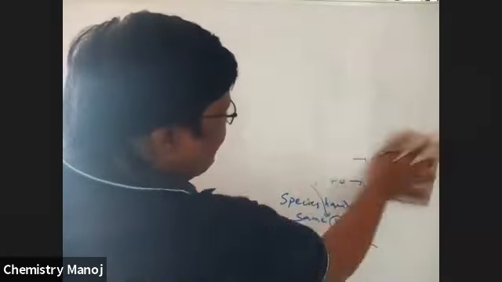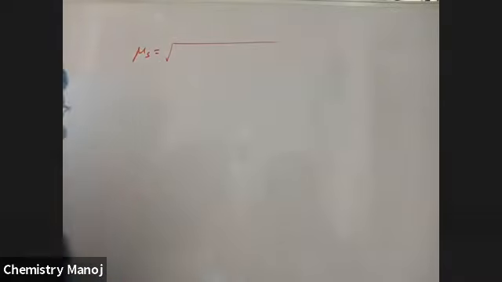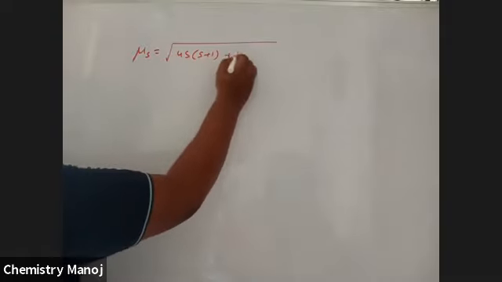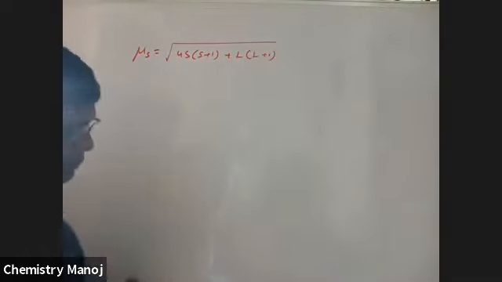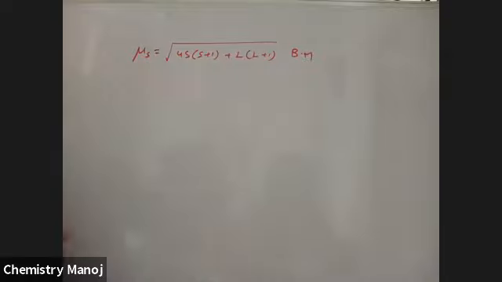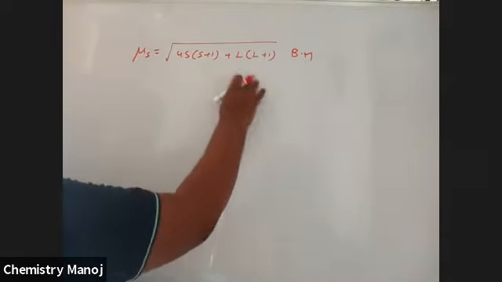Actually, this magnetic moment is calculated by using spin quantum number and azimuthal quantum number, that is mu s is equal to under root 4s into s plus 1 plus L into L plus 1. Actually, this is the formula. But L is taken as 0. That's why L is neglected.